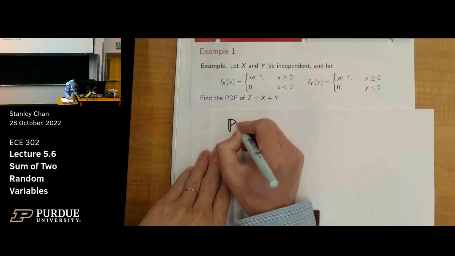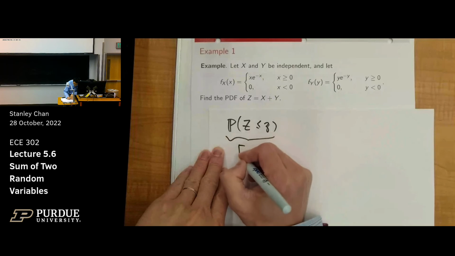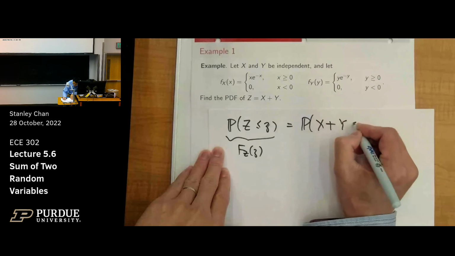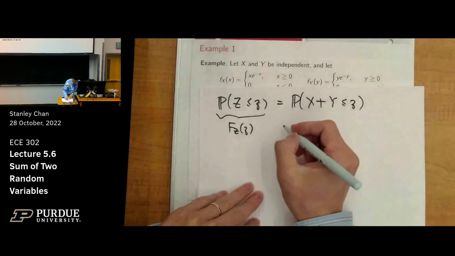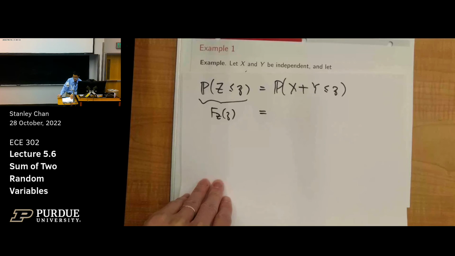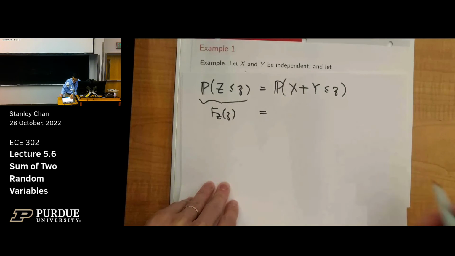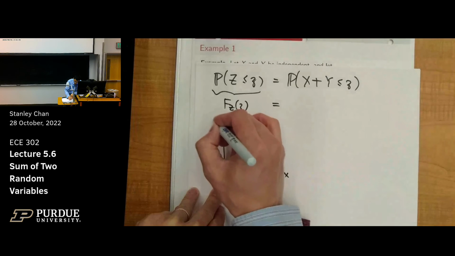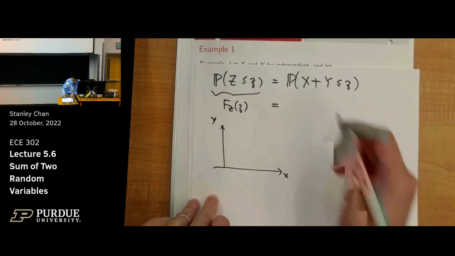So let's start with this. The probability of Z less than small z, which is your CDF, is the probability of X plus Y less than or equal to z. And so for this problem, I need to calculate this probability, right? X plus Y. So let's draw the diagram here. There is an x-axis, there is a y-axis.